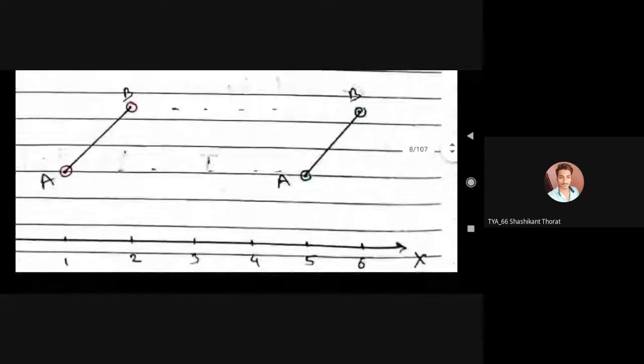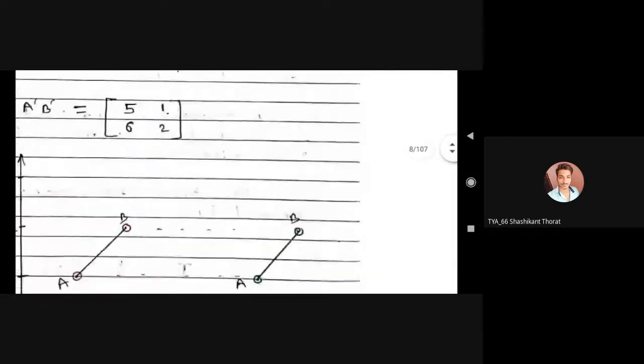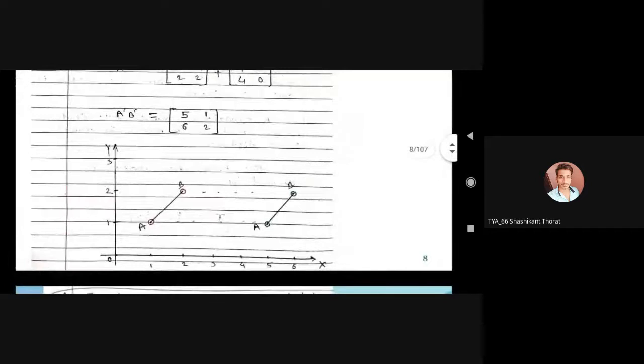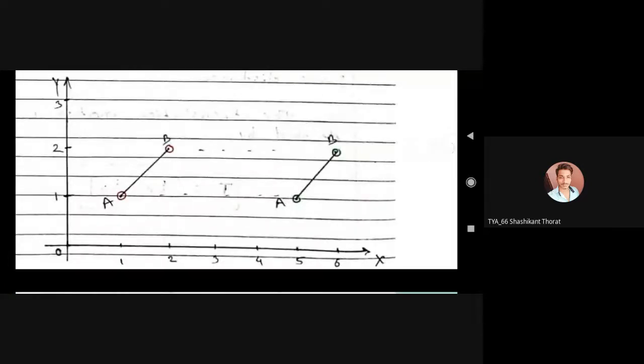Whatever the point A dash will be, what is its distance? Here the points are 5 1 and 6 2, which we have calculated. So draw both lines. This is your answer. AB is the reference and A dash B dash is the translated matrix. Here we will get the 5 marks.